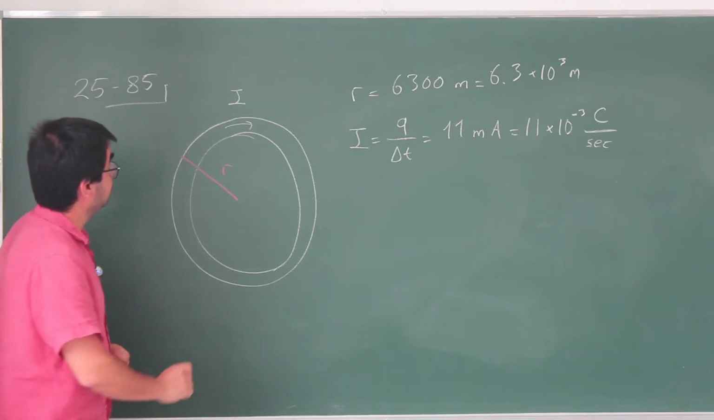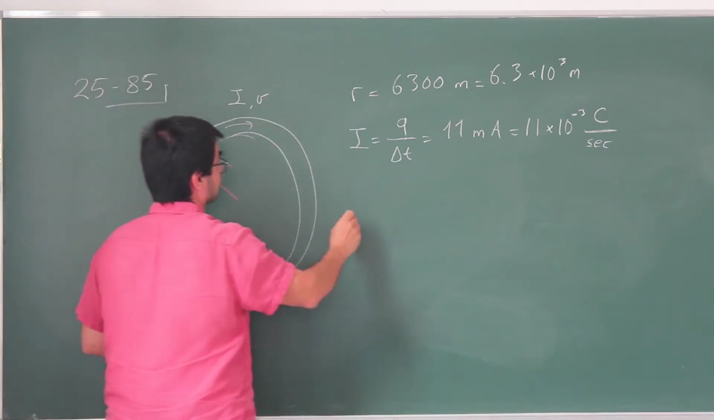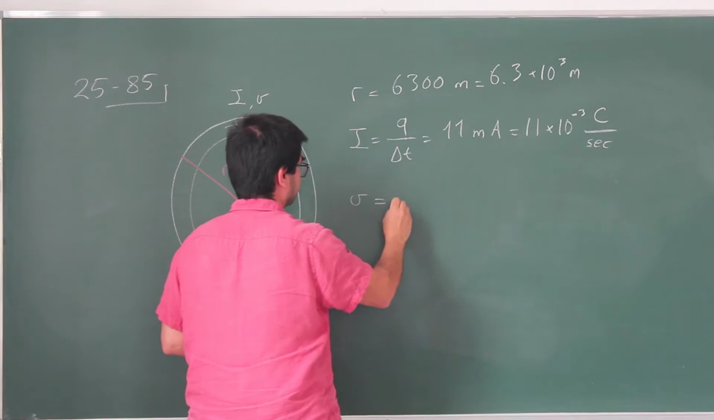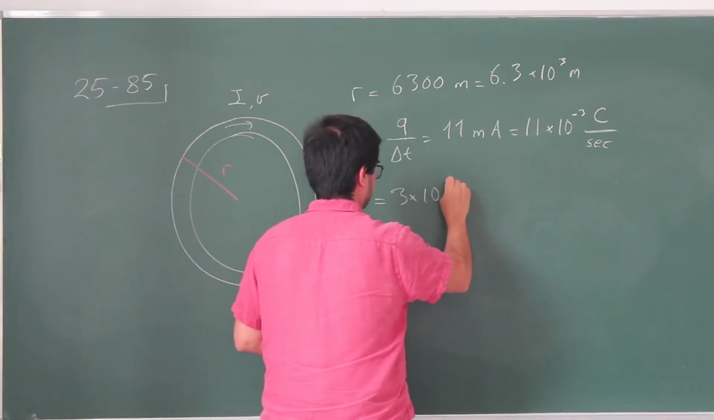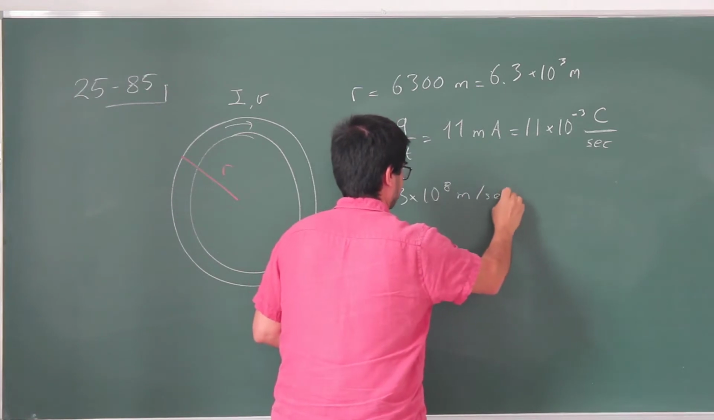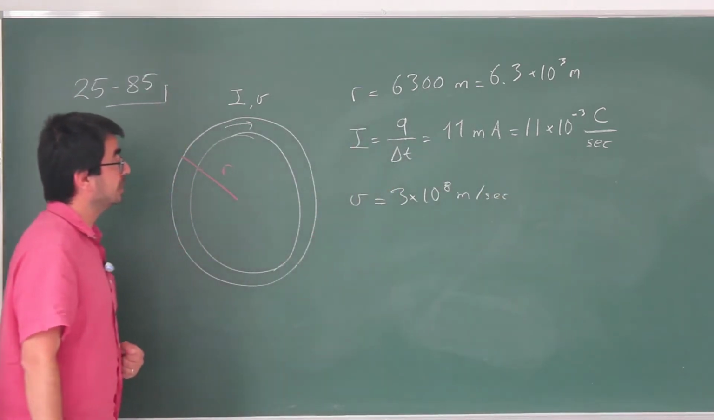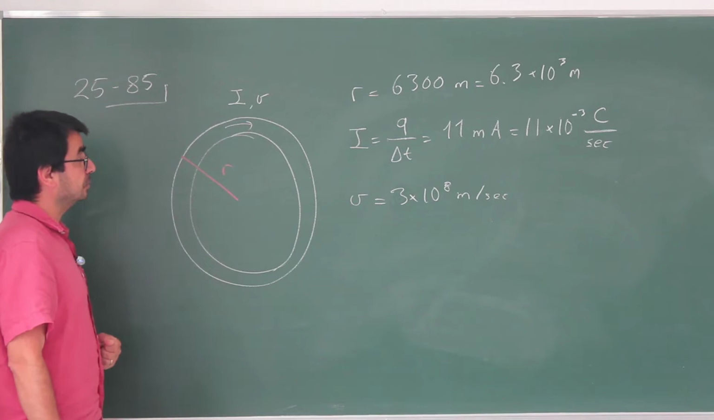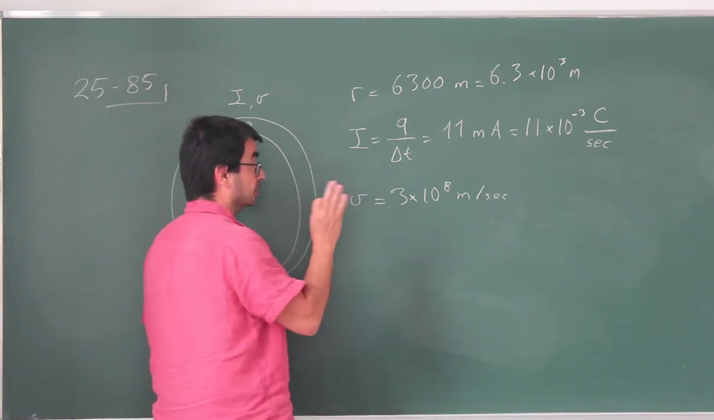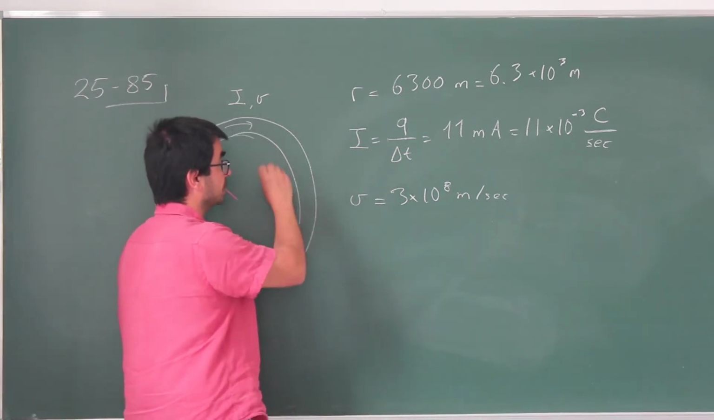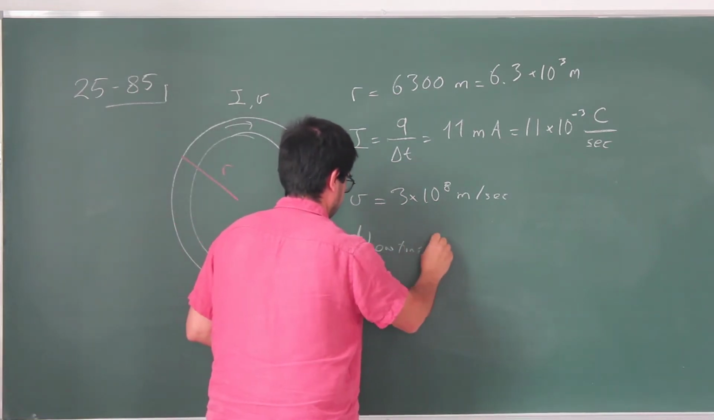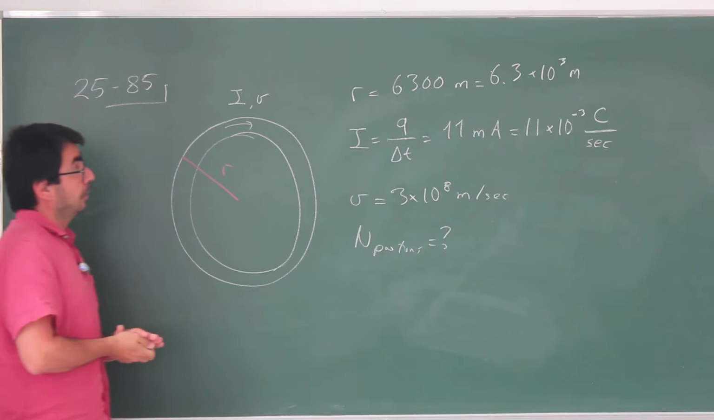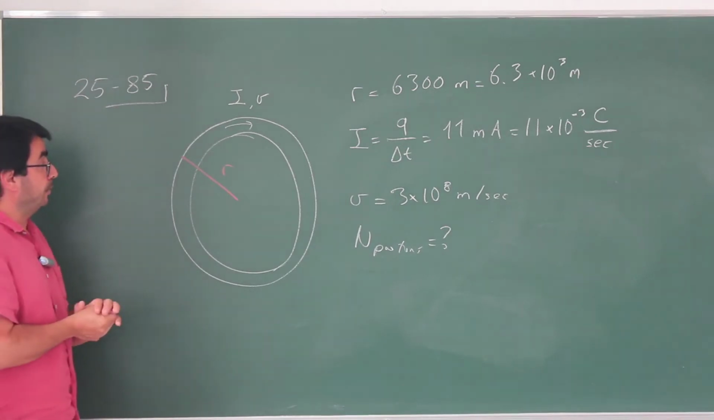And the speed at which these protons move is nearly the speed of light, which is 3 times 10 to the 8 meters per second. Okay? So this is all that is given. They're asking for the total charge. They're asking for the total number of protons that is actually moving in the ring. So the number of protons is what's being asked. Okay. So how do we approach this problem?